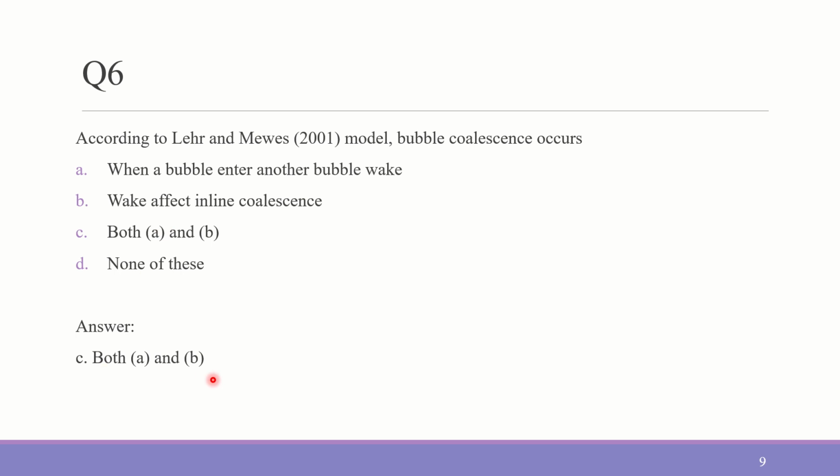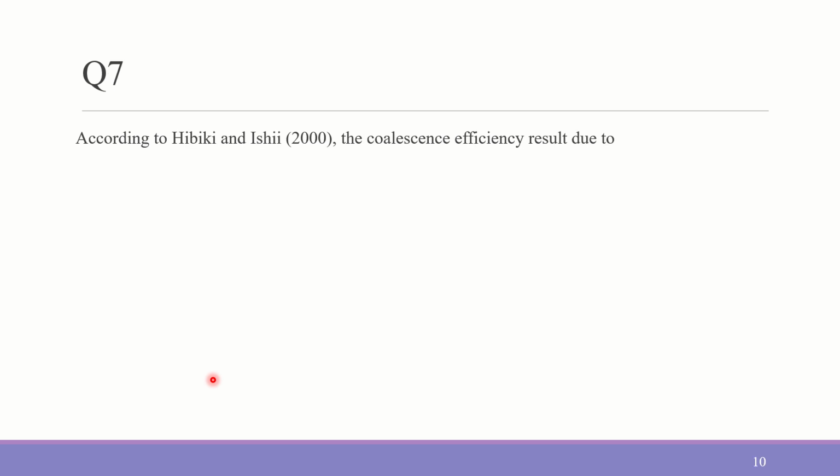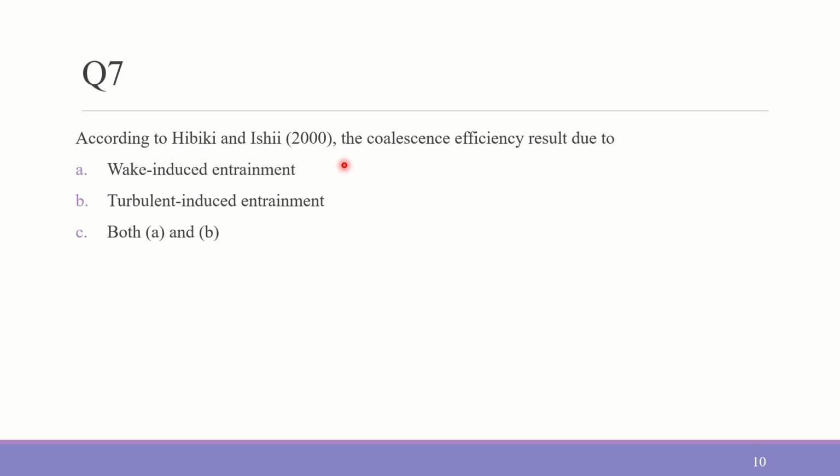Now let us go to question 7. In question 7, it is given that according to Hibiki and Ishii 2007, the coalescence efficiency results due to dash, wake induced entrainment and turbulent induced entrainment. Option C, both A and B. Option D, only A.